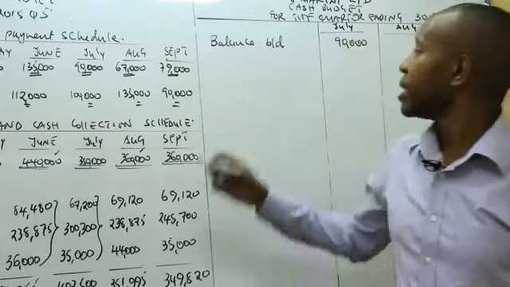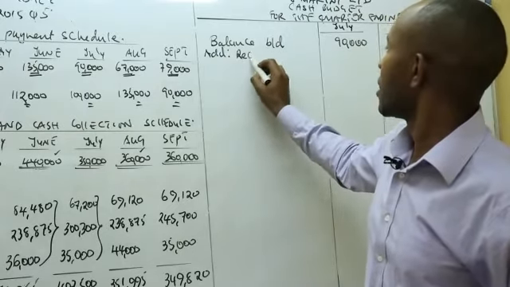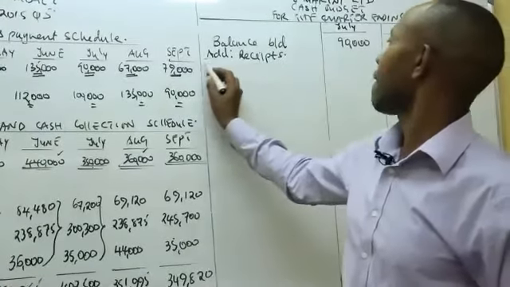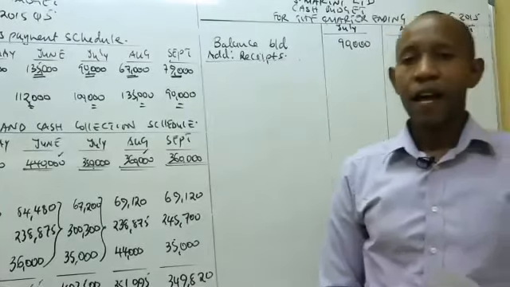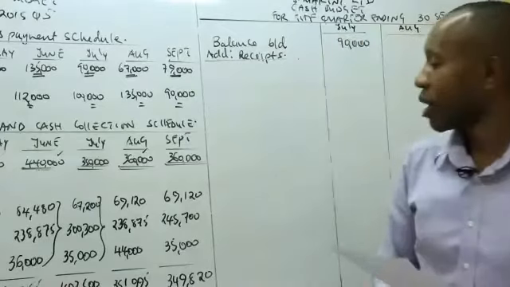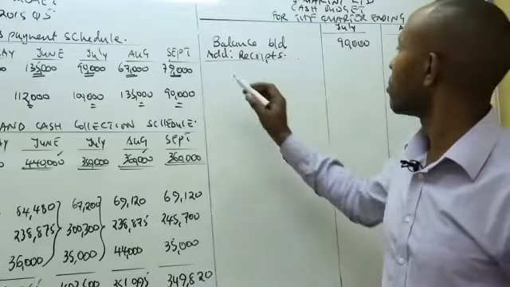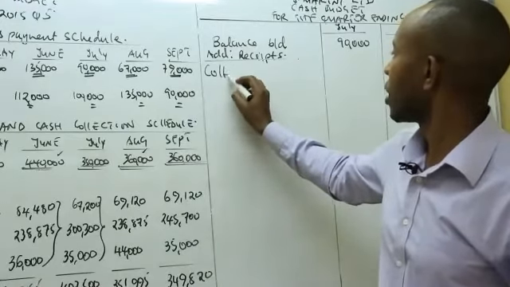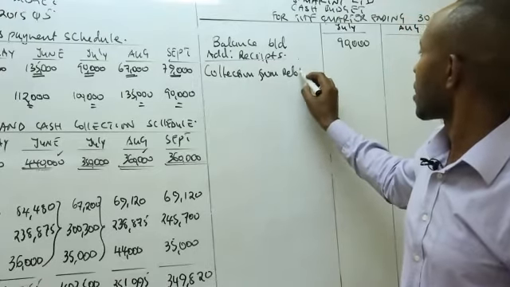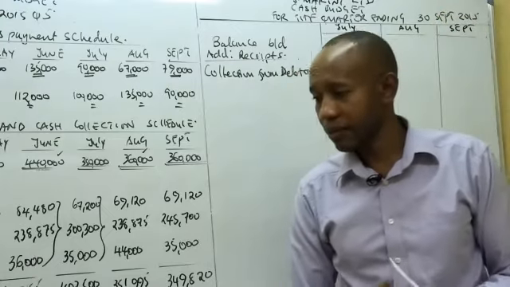Next item will be add receipts. So we say add receipts. And the first one we have here is what? Collection from debtors. So we say collection from debtors.